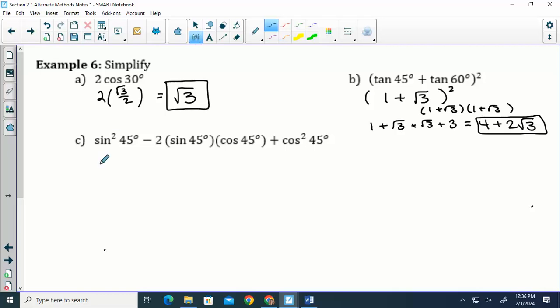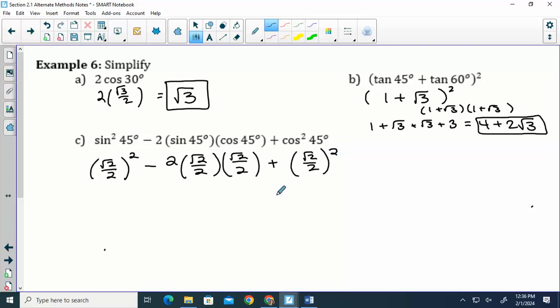Last one. Sine squared 45 means find the sine of 45 degrees and then square that answer. So fold in 45. Sine is the square root of the top over 2. So that would be radical 2 over 2. Minus 2. Sine of 45 we just said was radical 2 over 2. Cosine of 45, the square root of the bottom over 2, is radical 2 over 2. So then we said cosine 45, radical 2 over 2 squared.